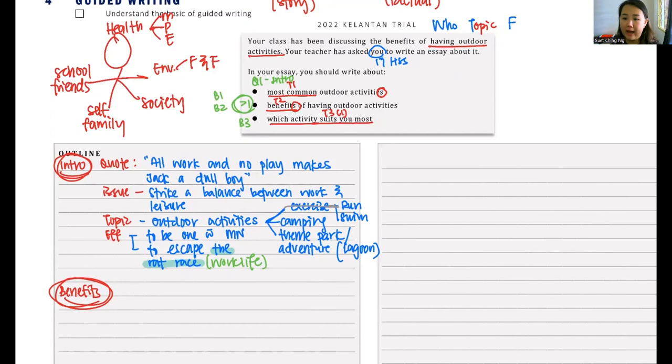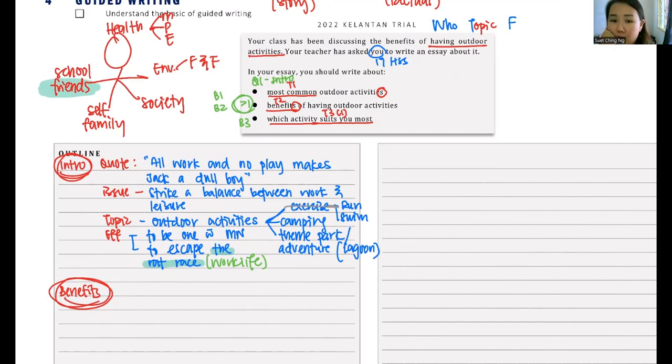Take a look at your stick man. Nice, Jeremy. So I could use number one, friends. Very good. Either you make friends, or if you go with groups of family and friends that you already know, the relationship can become closer. Correct? Perfect. We'll put that one in later.